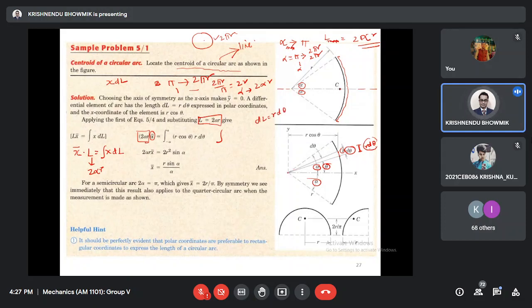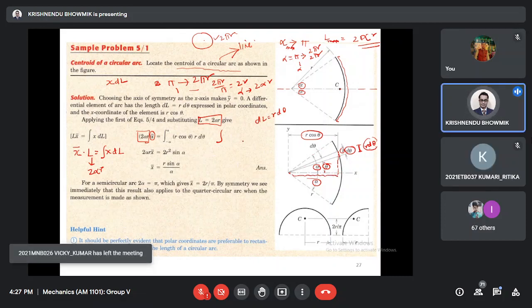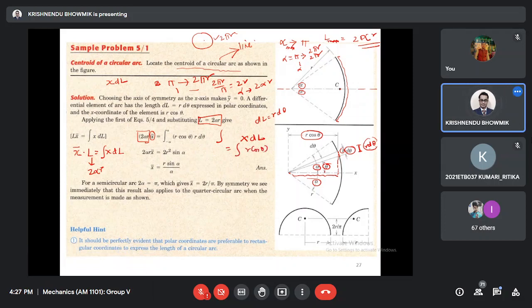Now, what is the distance from here for this r d theta length? That is r cosine theta. You can check it. If this is theta, then for this centroid, what is this distance? You can check it easily. It is r cosine theta. So our equation was x dl, the integration basically. Here x is r cosine theta. What is dl? r d theta.